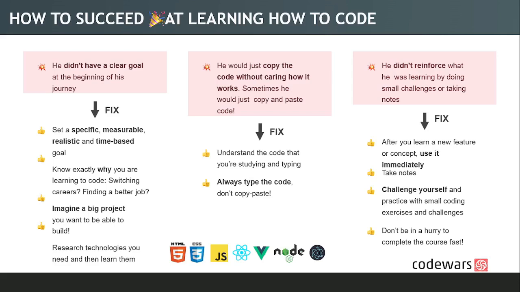Also know exactly why you are learning to code: switching careers, finding a better job. For instance, do you want to be independent? Do you love building apps? Do you want to be an entrepreneur? Do you have an app you love that you want to build? Have a reason why you are going to code. Me, I love coding, and the reason I went into coding is to build applications.